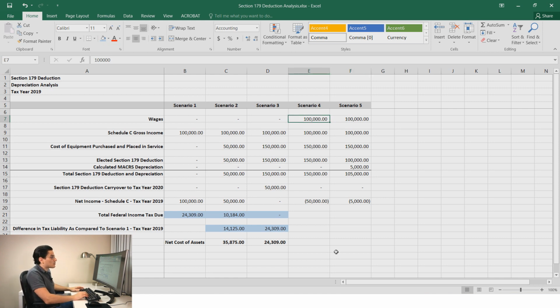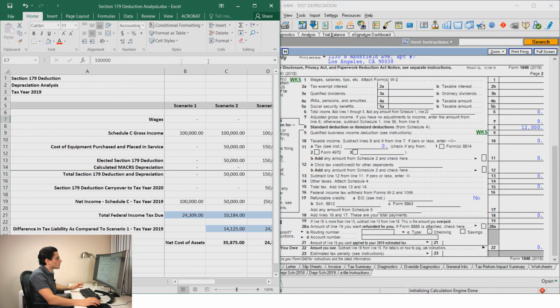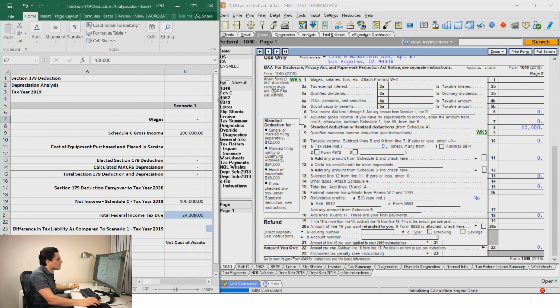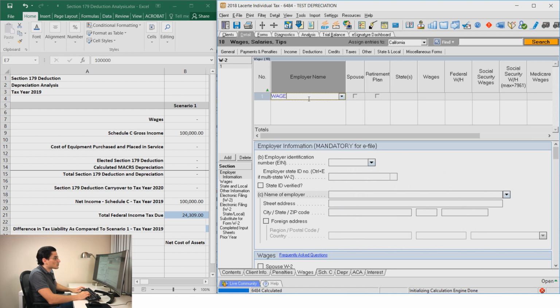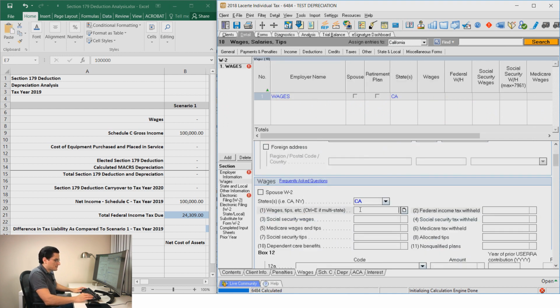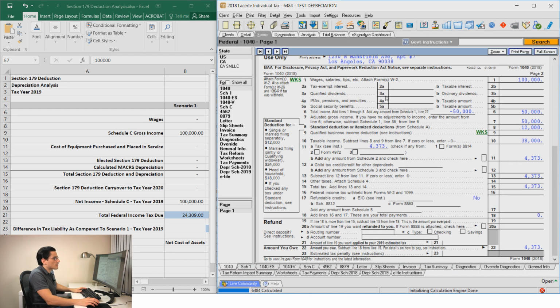Now, I'm going to illustrate how that works in a second. By taking a look at scenario 4, it's very similar to scenario 3, but in this case, we just added $100,000 in wages, and let's see what that does to the overall situation. So let's take a look. All right, so taking a look at the wages, we're going to add $100,000 in wages here to the scenario. All right, and let's see what that does.